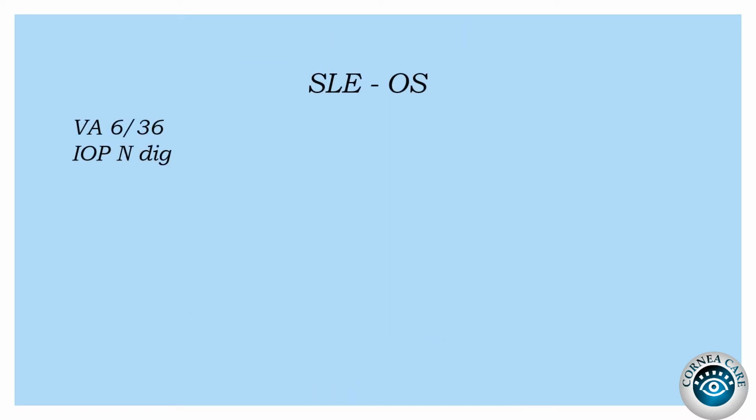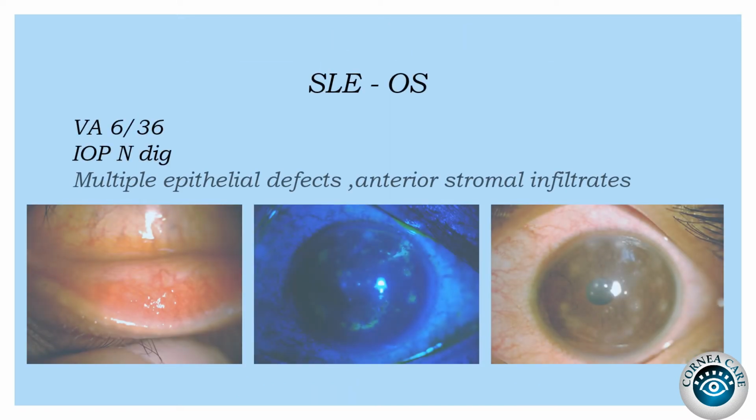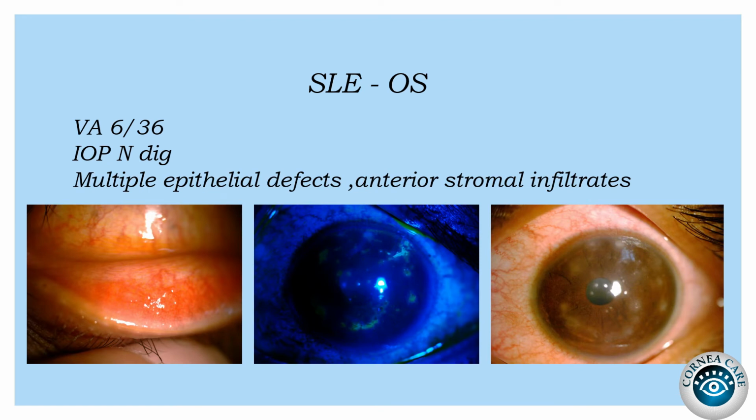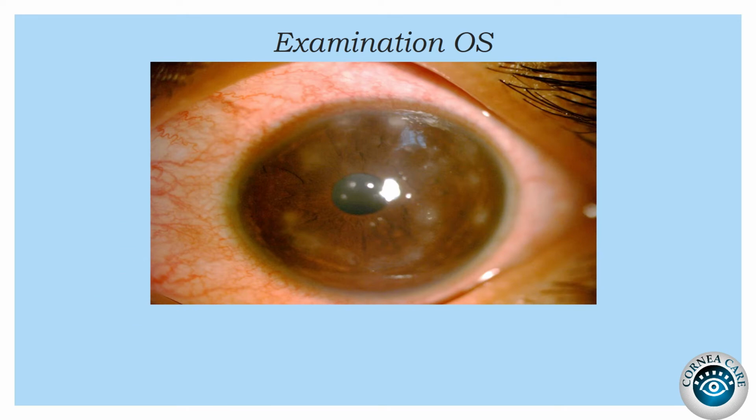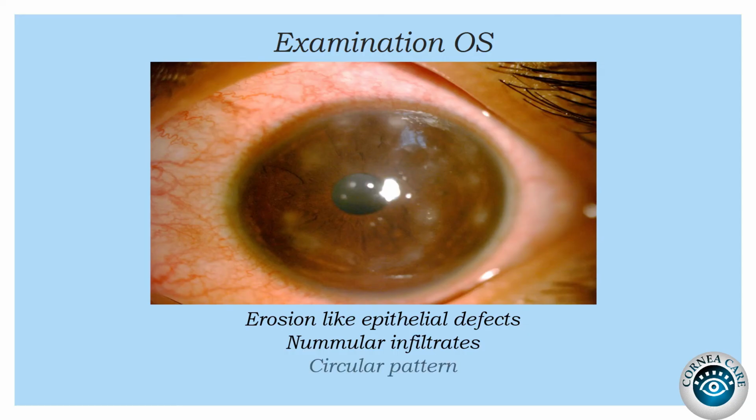Other eye vision was 6/36. Again, there was mild conjunctival congestion but multiple anterior stromal infiltrates. Most of these had overlying epithelial defects in the form of erosions. Infiltrates were nummular, scattered in a circular pattern. Rest of the anterior segment was normal in both eyes.